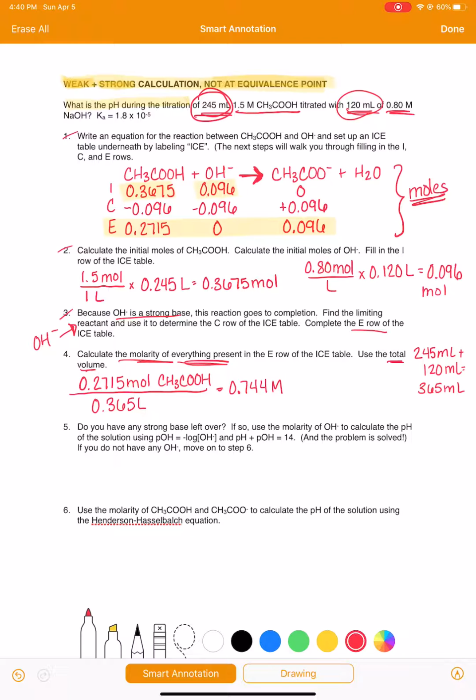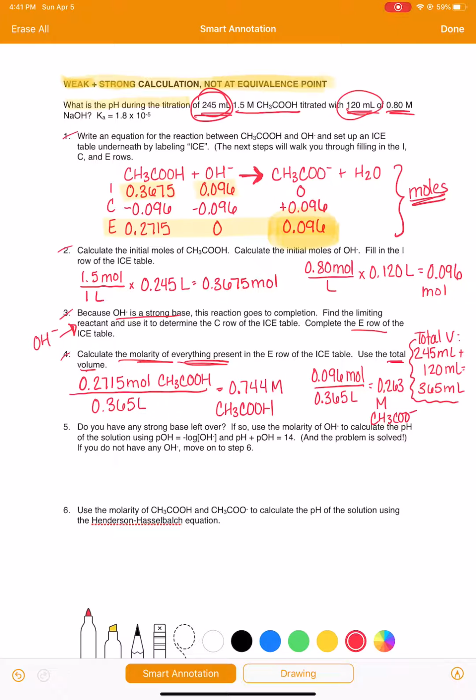And then we also have to calculate the molarity of the acetate. That is 0.096 moles per, it's in the same solution, so it has the same volume, 0.365 liters. 0.096 divided by 0.365 is 0.263 molar CH3COO-. Okay, so now we're done with step 4.